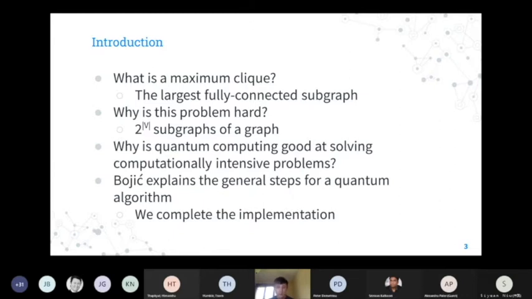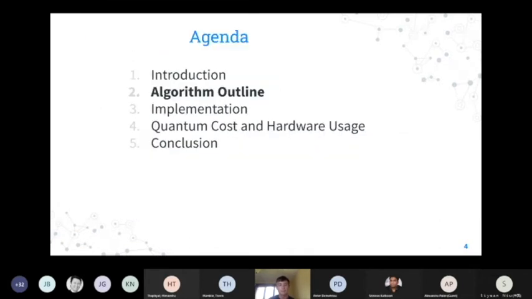So quantum computing offers computational speedups that cannot be achieved with classical computing. Grover's algorithm can search an unsorted list in square root of N steps, where N is the length of the list being searched, and classically this takes O of N steps to search an unsorted list. And Bochik explains the general steps for a quantum algorithm, and we complete the implementation. Next, I'll show the algorithm outline that Bochik defines.